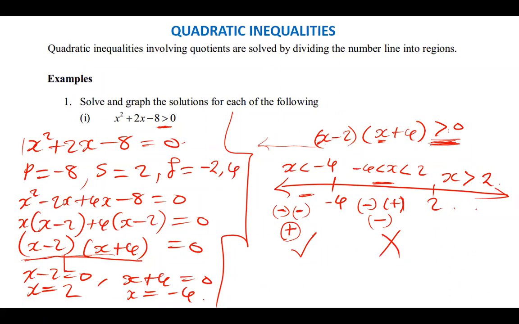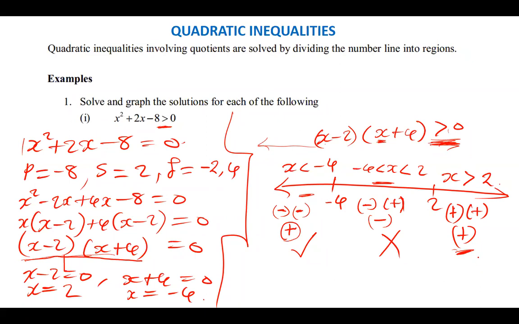Let us also test this region on this side. We get any number that is greater than 2. We can't put 2, rather, let's get any number that is greater than 2. We get 3. When you put 3 there, we have 3 minus 2. The answer is 1, which is a positive 1. So we write a +1 there, multiplied by, we put a 3 there, 3 plus 4. The answer is 7. So we put a positive there. Positive times positive, the answer is positive. So is a positive number greater than 0?